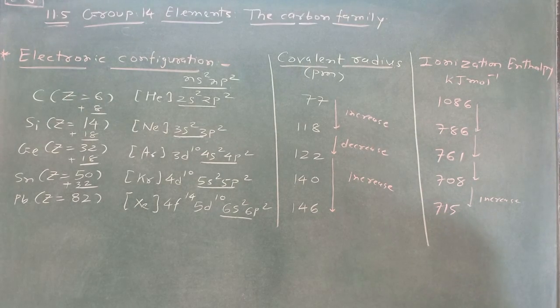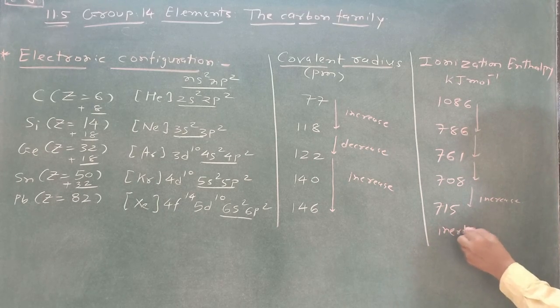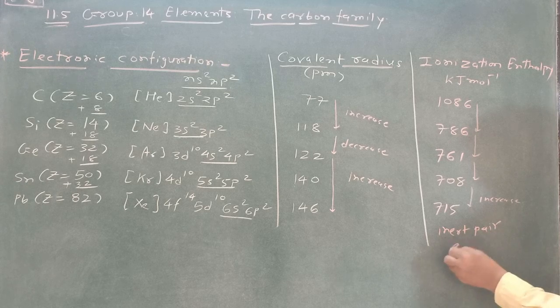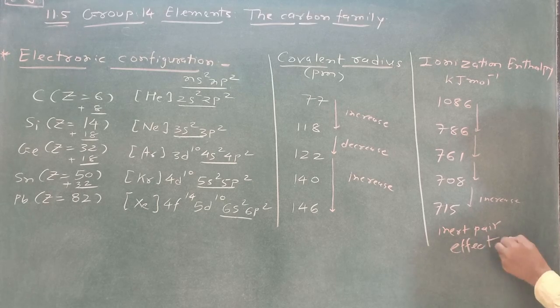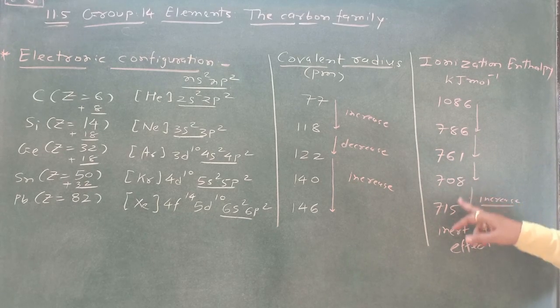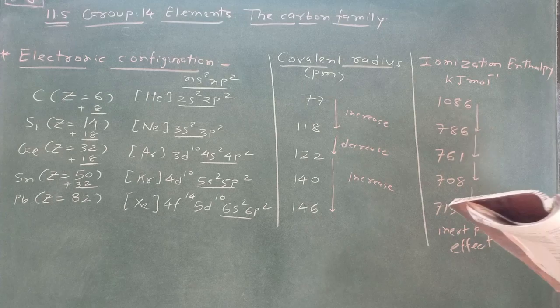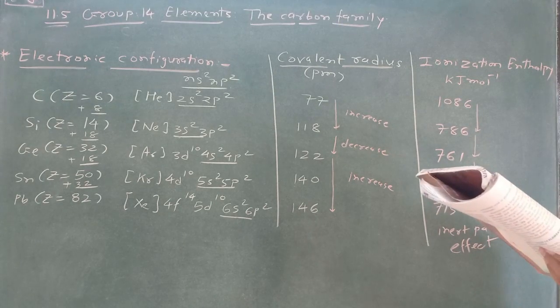You know this topic, you already learned. Another name is inert pair effect. Due to that, ionization enthalpy increases from 708 to 750. So this is the first ionization enthalpy; now the second ionization enthalpy. Just see in your table number 11.3.